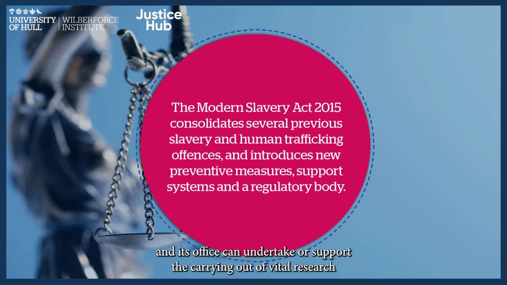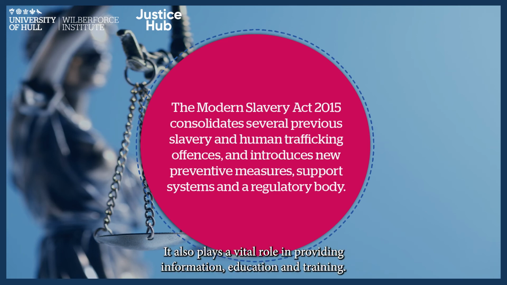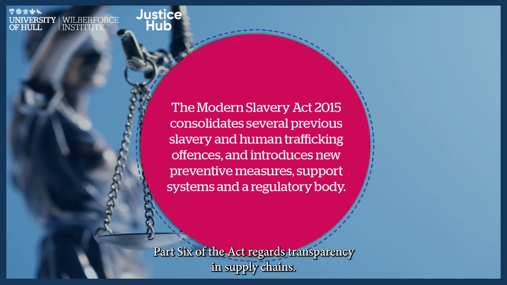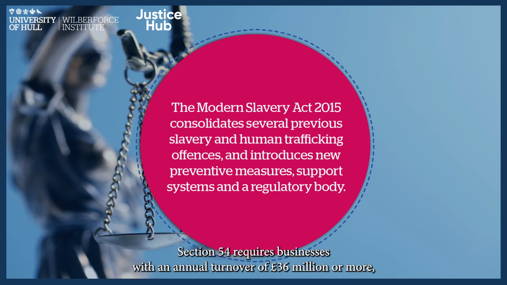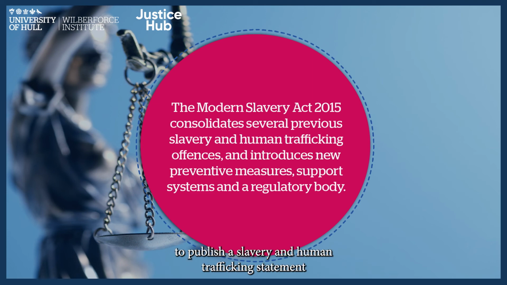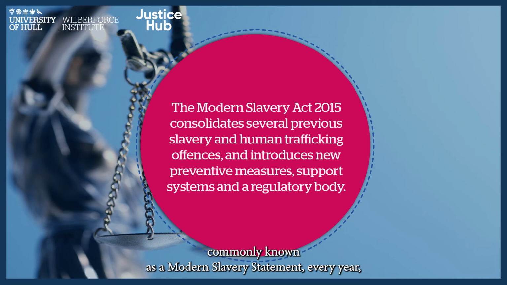The Commissioner and its office can undertake or support the carrying out of vital research that supports the anti-slavery sector and its response to victims. It also plays a vital role in providing information, education and training. Part 6 of the Act regards transparency in supply chains. Section 54 requires businesses with an annual turnover of 36 million or more to publish a slavery and human trafficking statement, commonly known as a modern slavery statement, every year.